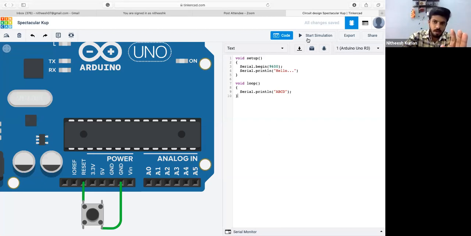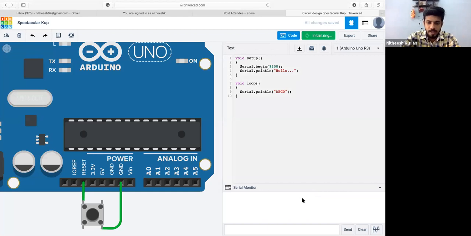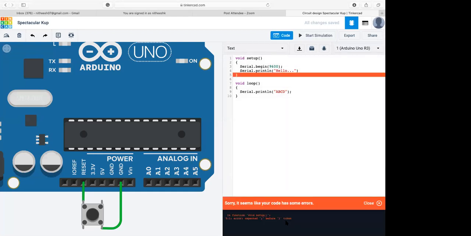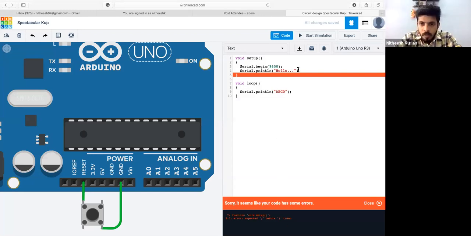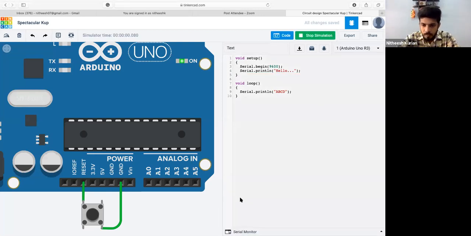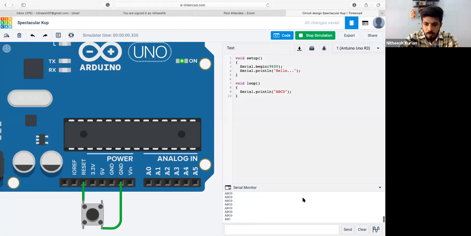Let me check. We'll start the simulation and we'll see the serial monitor. Okay, some error is there. I forgot to put the semicolon here. See, ABCD is continuously printing, but hello is printed only once at the start of the program, right?